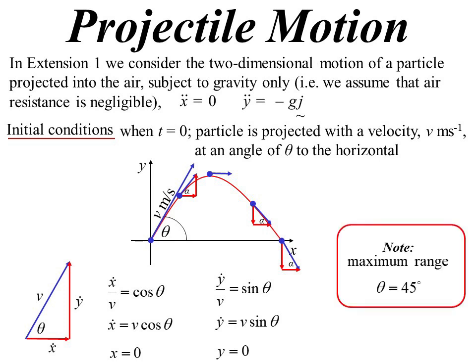One thing to note, if you ever need to work out maximum range, because we're saying there's no resistance, and because the parabola is nice and symmetric, we know the maximum range will always happen when that angle is 45 degrees. 45 degrees will give us the maximum range.